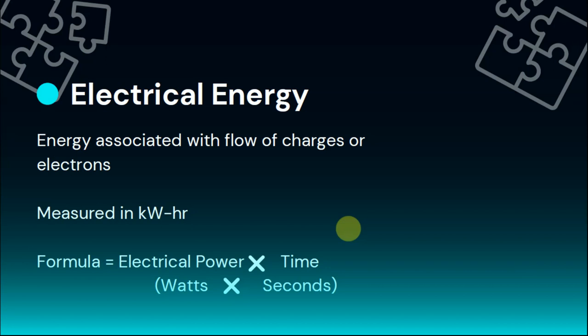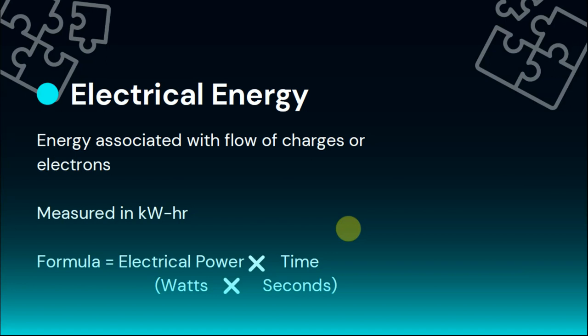And the standard unit of energy is kilowatt hour. That is, in electricity bills and so on, they use it to represent 1 unit of energy. What is 1 unit of energy? 1 unit of electrical energy is nothing but 1 kilowatt hour. This is the standard representation of electrical energy.